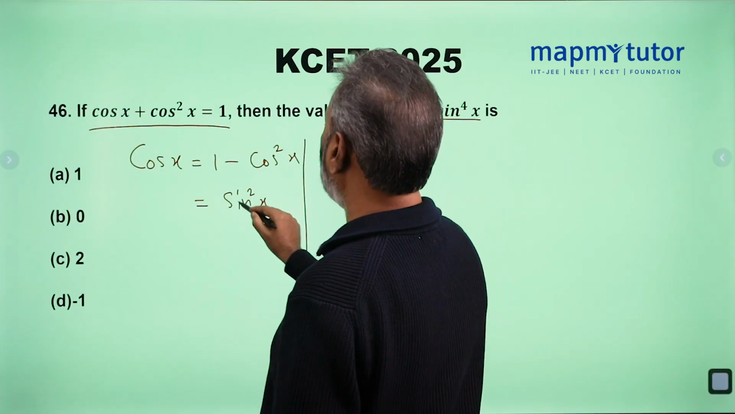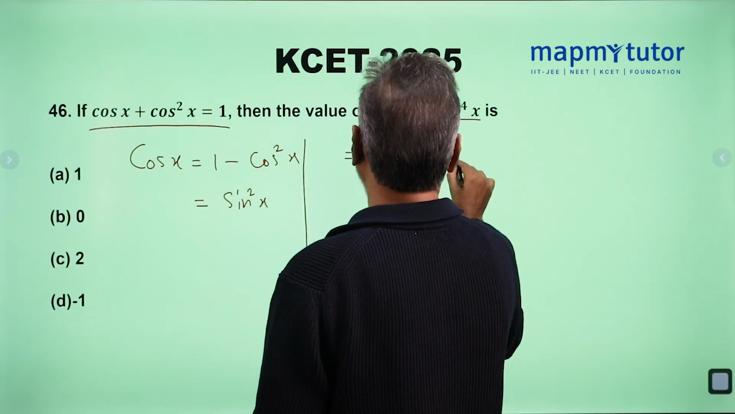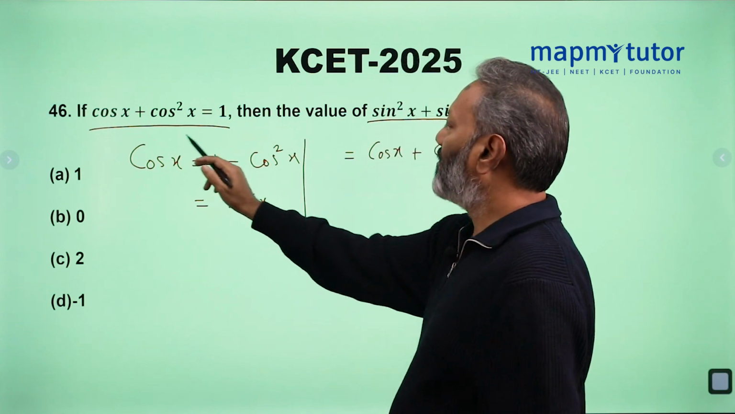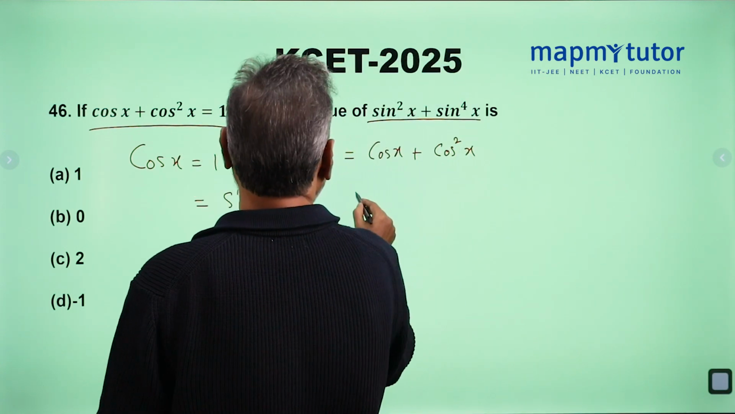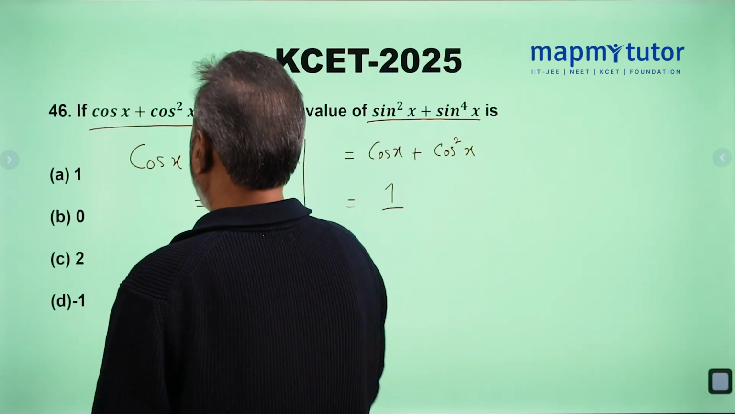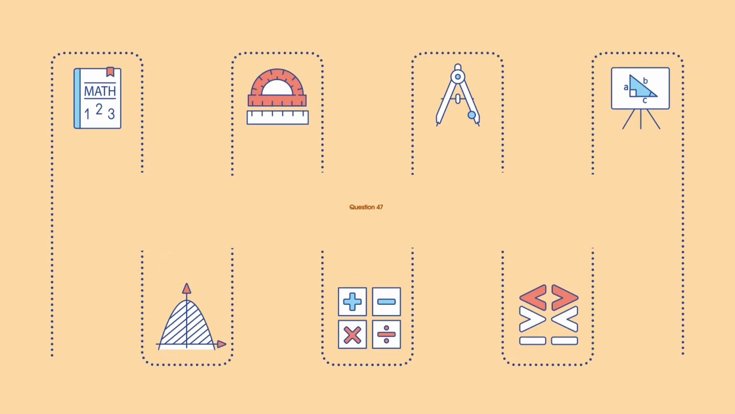Come on, let us use this. What is sin square x? Cos x. Then what is sin power 4? Cos square x. Because if sin square is cos, sin power 4 is cos square. And already we know cos x plus cos square x is what? 1. And hence option A is the right answer.